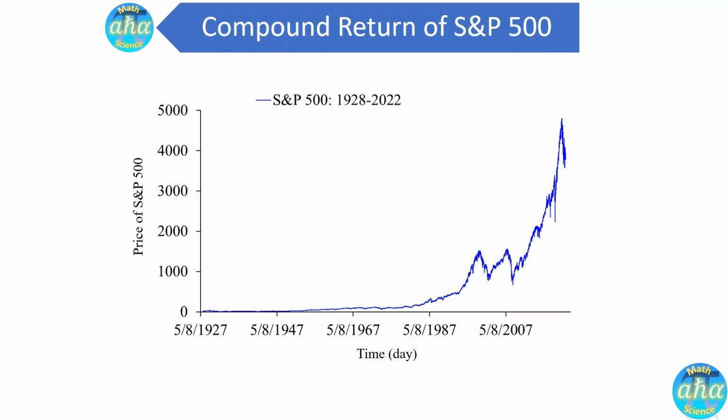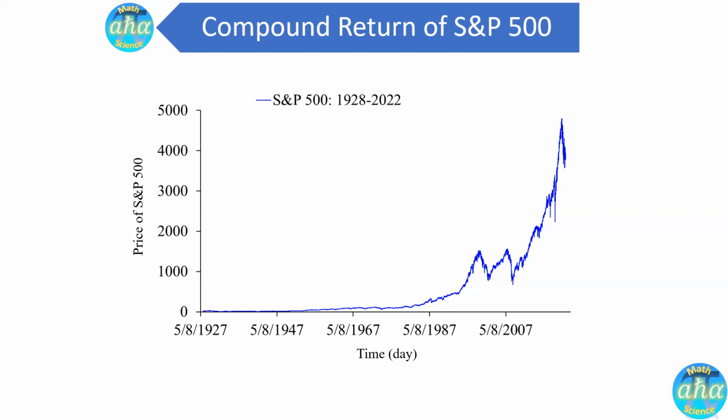In this video, we're going to discuss the compound return of the S&P 500. So what is the S&P 500? It is one of the really commonly used indexes. It's an index to track the stock performance of 500 large companies listed on the stock exchanges in the United States. So here is a chart for the price of the S&P 500 from 1928 to 2022.